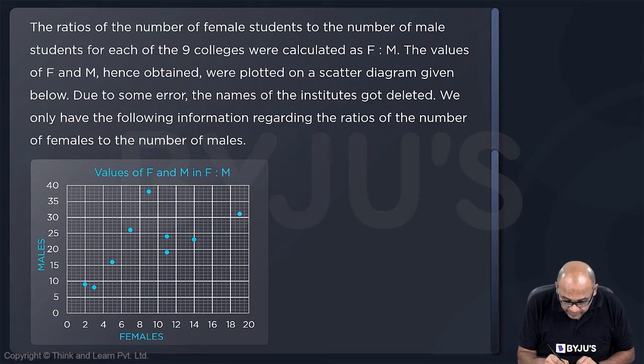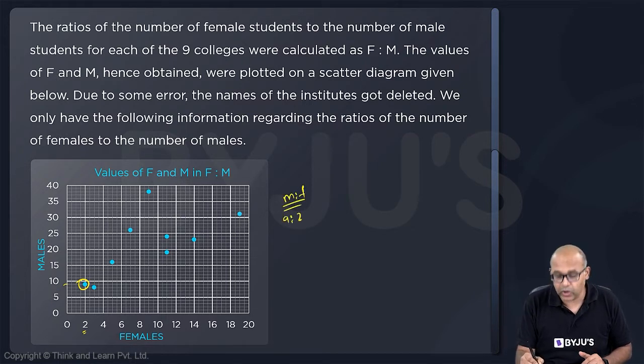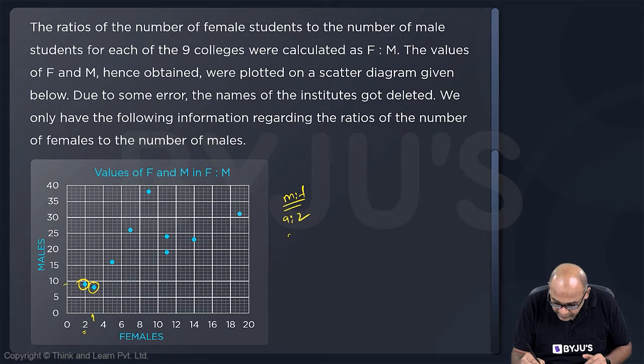So for example, if you look at this circle or this dot, it is basically females of 2 and males 9. So this is male is to female. If you write, this is 9 is to 2 or 2 is to 9, whichever way you want to look at it. If you look at this circle, this is about 2, 3, 4. So that's 3 female, and male is 5, 6, 7, and 8. So 8 is to 3, and so on.